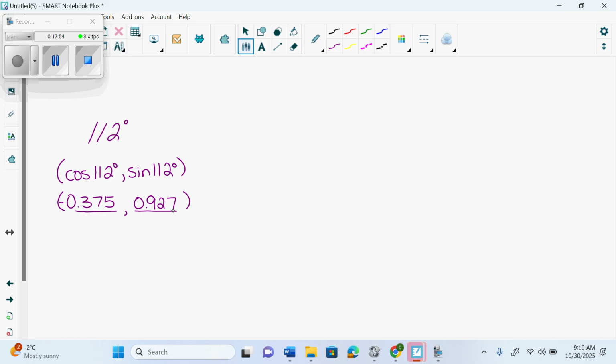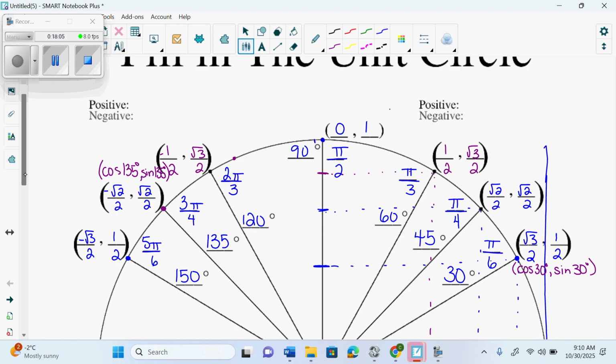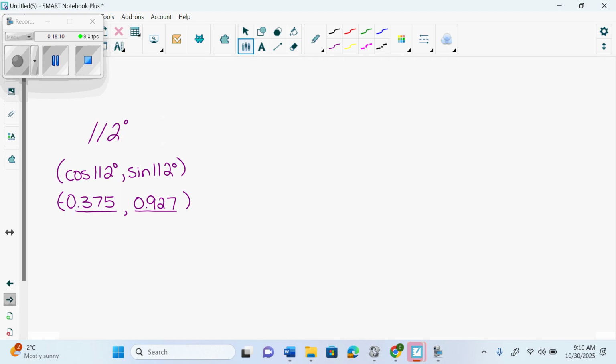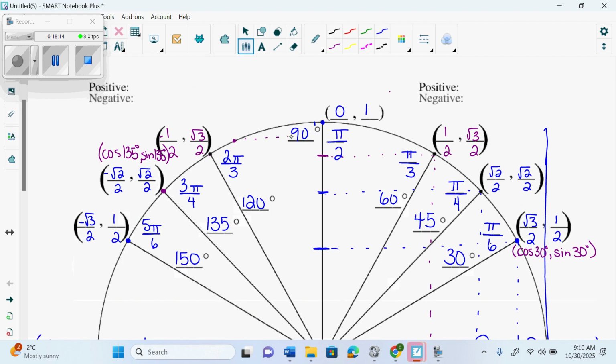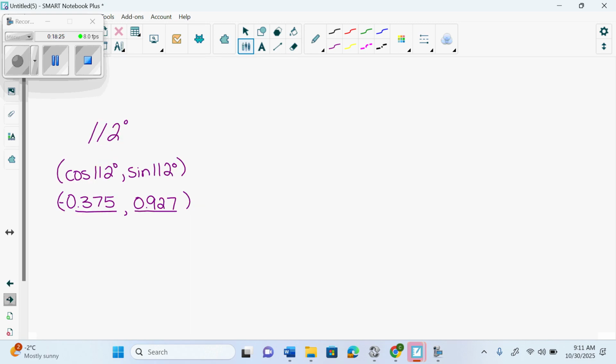Does this make sense? It should make sense to you. You guys just randomly go and do math, but don't ever check if it makes sense. So let's go back. Okay, 112 would be somewhere like here. Okay, the y would be 0.927. This is 0.866. Would that look like 0.927? Possibly, right? Because this is 0.866 up to here. This is 1. That could be 0.927. Okay, and then my x is negative 0.375.